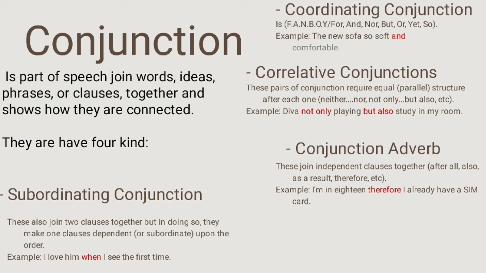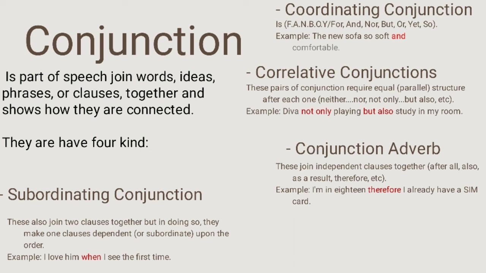And number 2, coordinating conjunction is FANBOYS: for, and, nor, but, or, yet, so. An example, the new sofa is so soft and comfortable. And the number 3, correlative conjunction. These parts of conjunction require equal or parallel structure after each one, like neither nor, not only but also. An example, Diva is not only playing but also studying in my room.